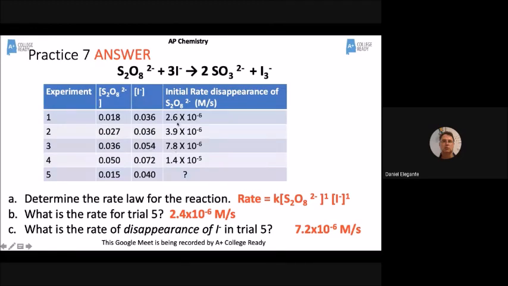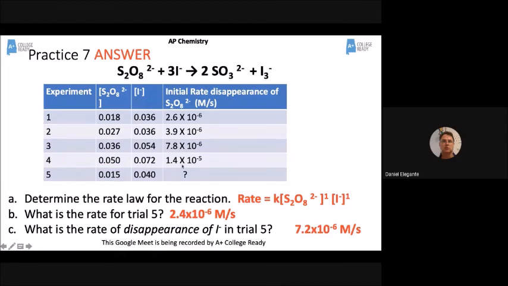And then what other change occurs? So if you set up the rates compared to the concentrations, just like we did before, you would see that they both have an exponent of 1. Now, how can you find the value for K? The K is just any trial and plug it in.